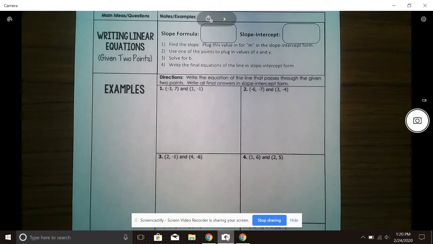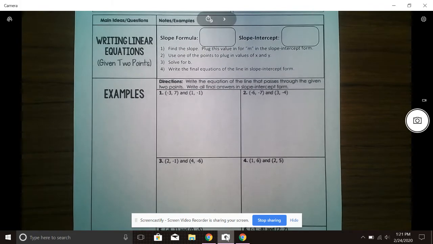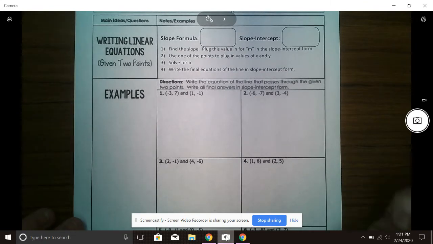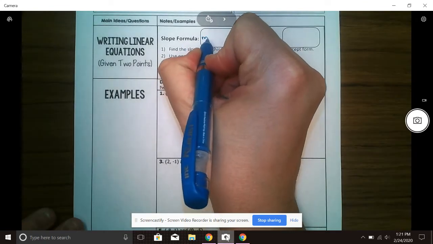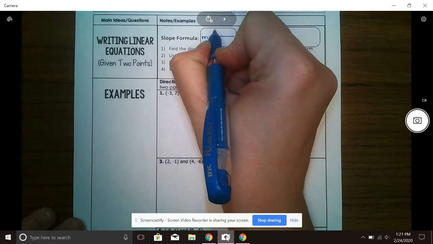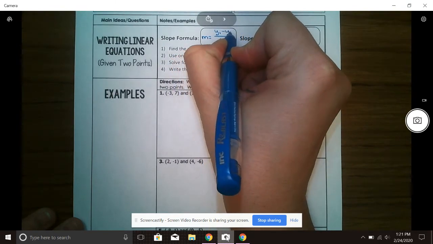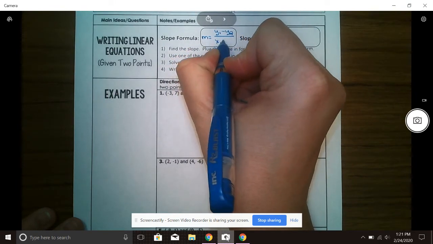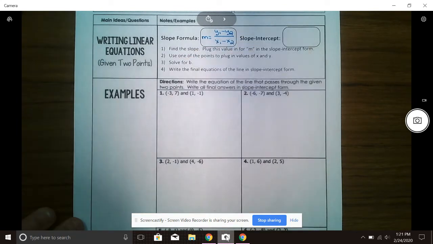Hello students, in this video we're going to learn how to write the equation of a line when we're given 2 points. So we need two different formulas this time. We need to know our slope formula, which is m equals y1 minus y2 over x1 minus x2. We have had practice with this formula within this unit.